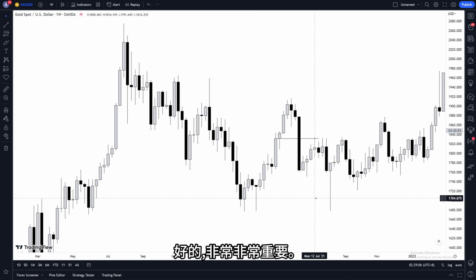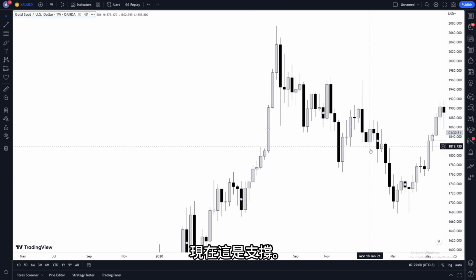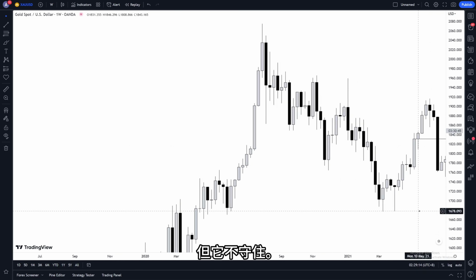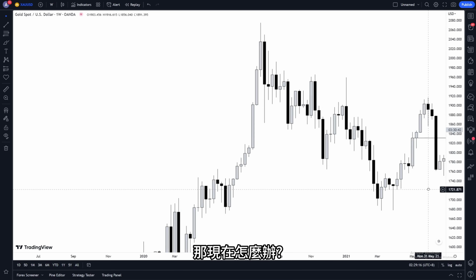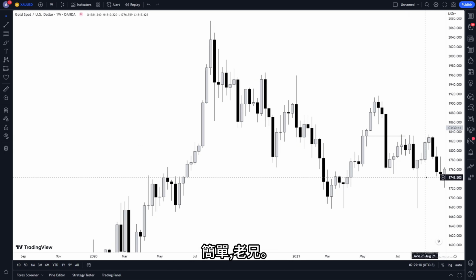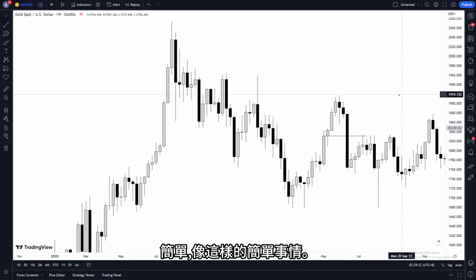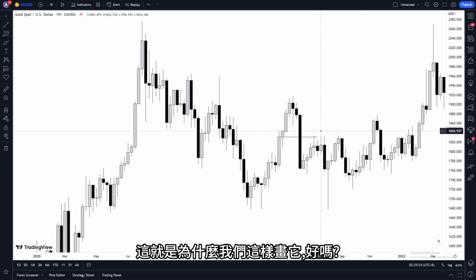Very, very important. Now this is support. It was once support. Buy, support. But it doesn't hold. So what now? Support break become resistance. Simple, man. Simple things like this. That's why we draw that like that. Okay? That is why we draw it like that.